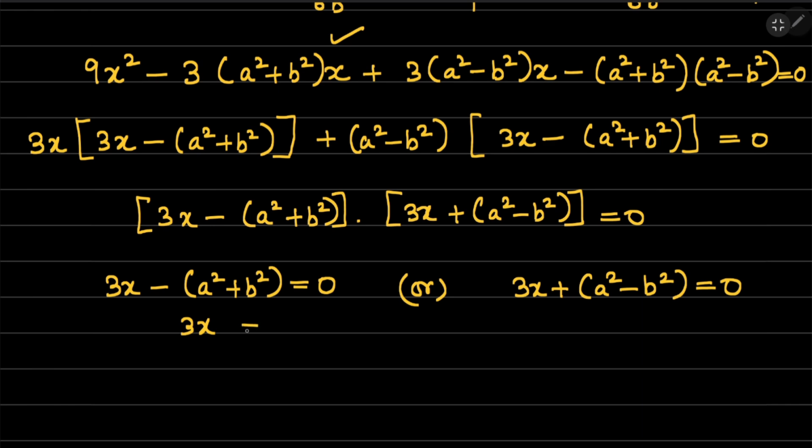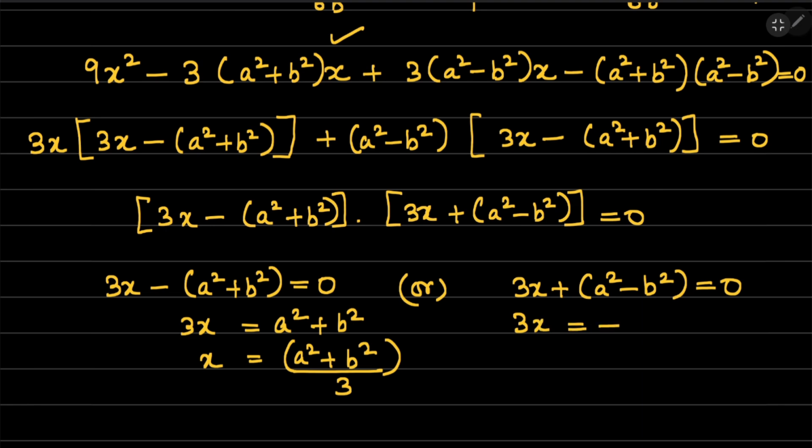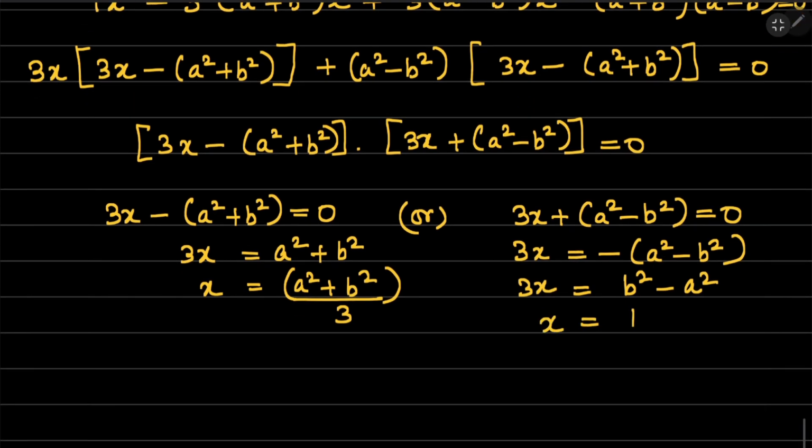So you have 3x is equal to minus, right? So this side it becomes plus. So x is equal to a square plus b square by 3. On the other side, this will become 3x is equal to minus of a square minus b square. When you open the bracket, you'll get minus a square plus b square, or b square minus a square is 3x, or x is equal to b square minus a square by 3, right?